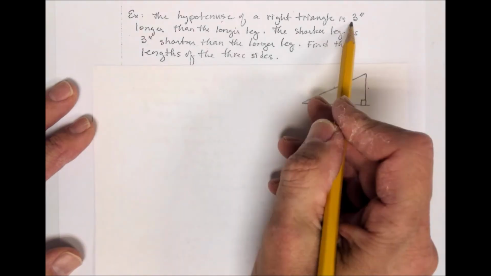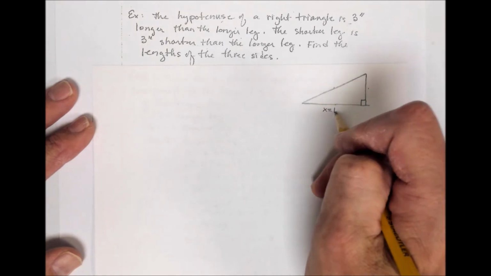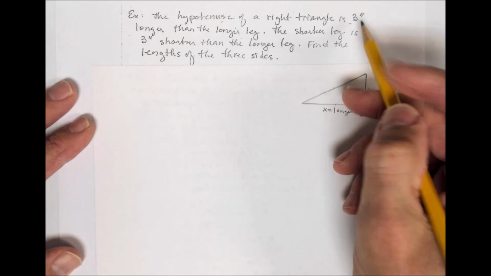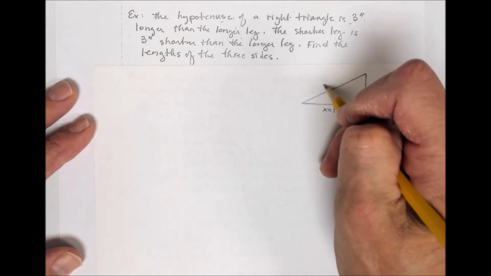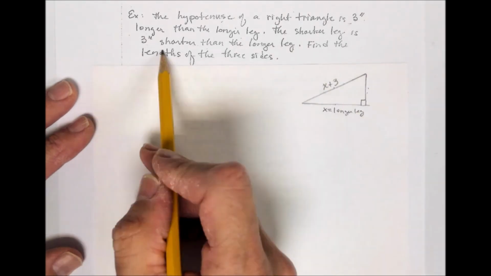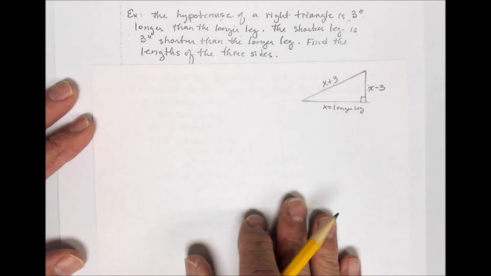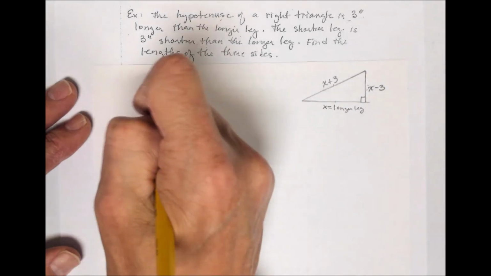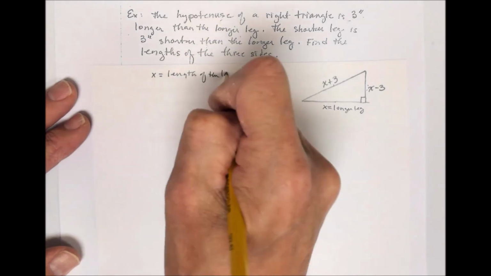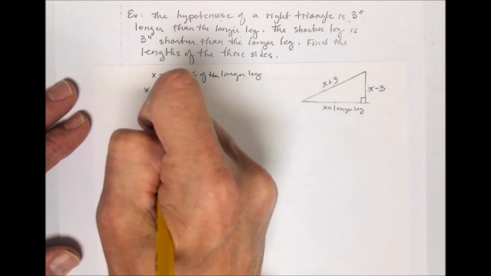So it says that the hypotenuse is 3 longer than the longer leg. I'm going to let x be the length of the longer leg here. And that would mean that the hypotenuse is 3 more than that, so that would be x plus 3. And then it says the shorter leg is 3 shorter than the longer leg, so this would be x minus 3. So over here, I'm going to let x be the length of the longer leg, and x plus 3 be the length of the hypotenuse.